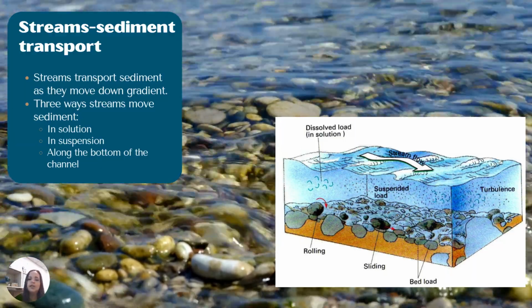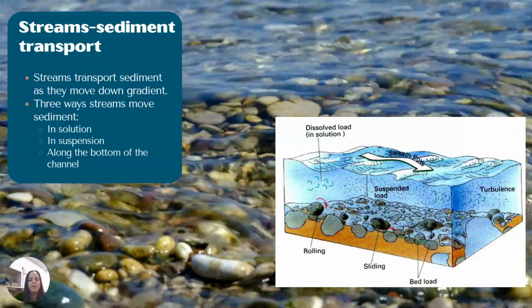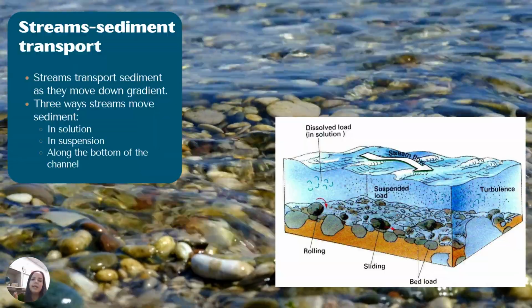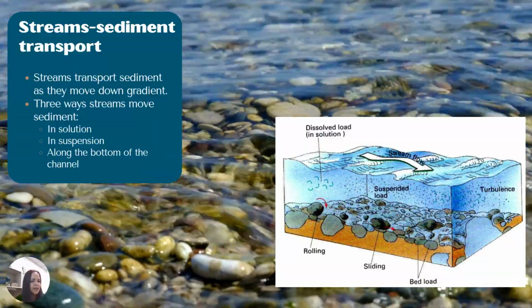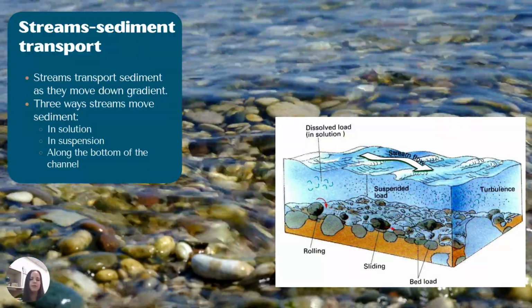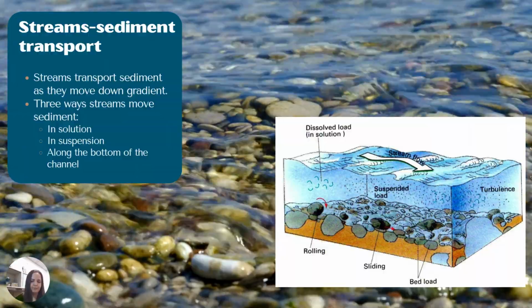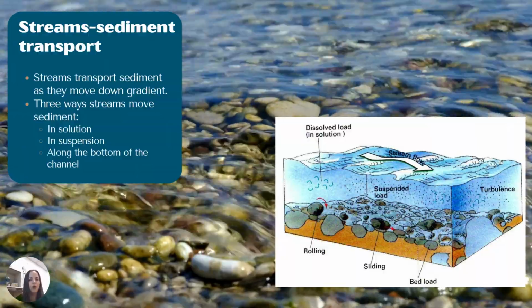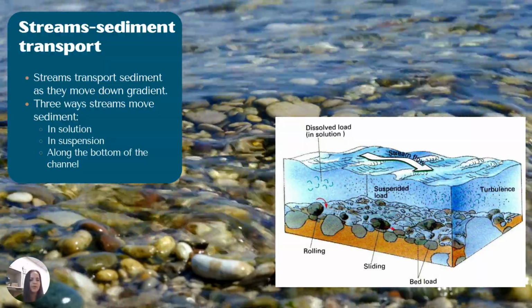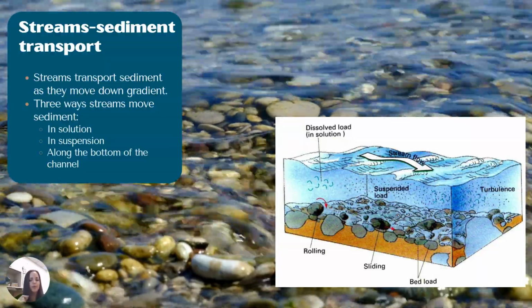If it's along the bottom of the channel, it's just rolling and sliding on the riverbed. If it's suspended, the material is closer to the density of water, and it stays suspended in the water before it settles. Then there's dissolved load, or in solution, which is really, really small particles that are dissolved within the water system.